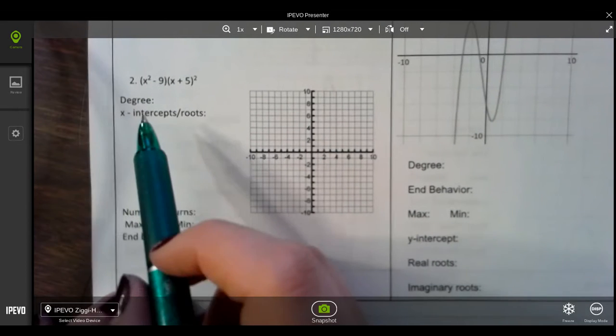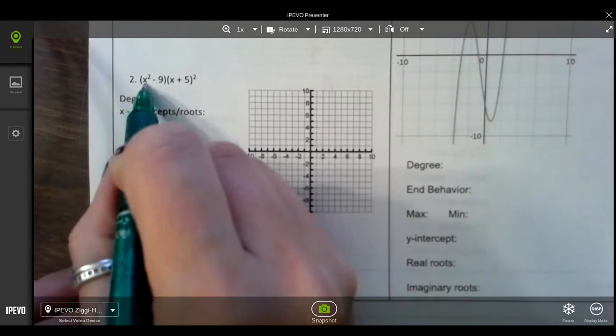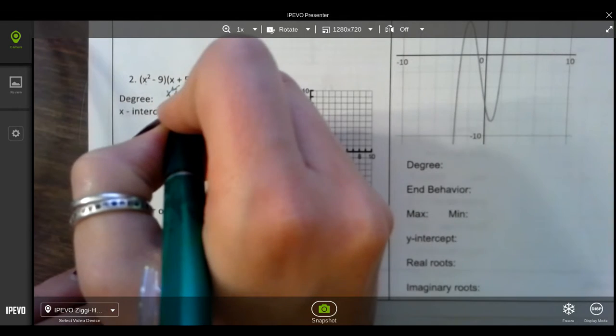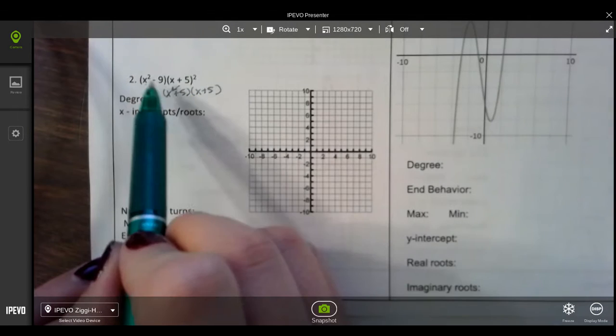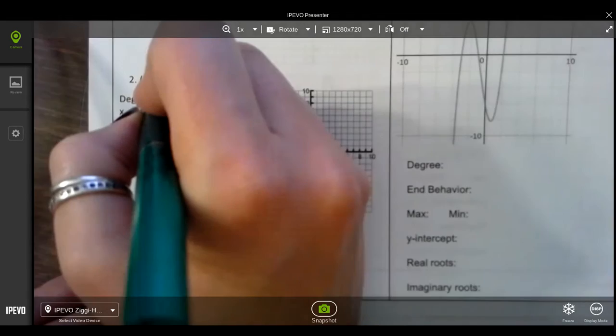All right, let's do another example. This guy down here, what's our degree? Remember, we count our x's. Well, there's x, but there's 2 x's, and this guy is really being rewritten as x plus 5 times x plus 5, right? So I've got 1, 2 x's, 3, 4 x's. So I have a degree of 4.